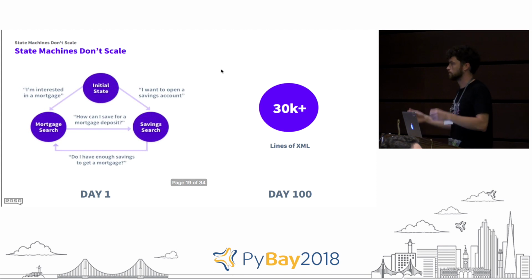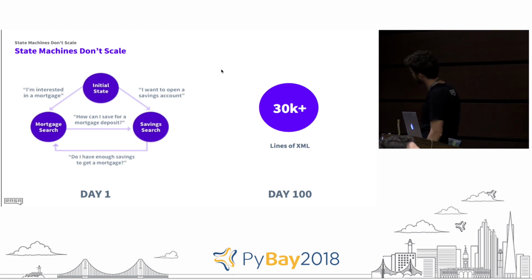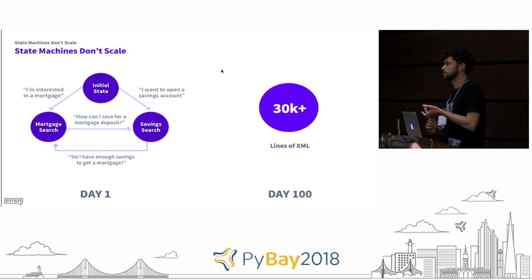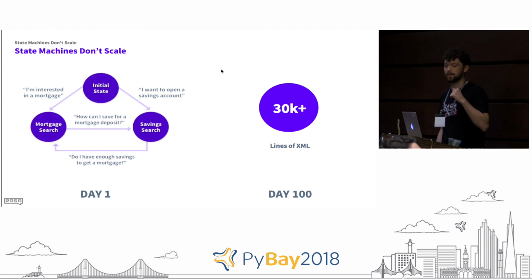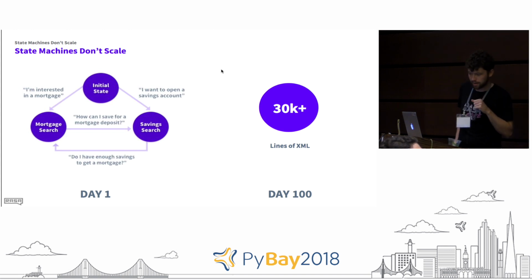What you do is you build a state machine. This is what everybody does. So you say, OK, I have two things I can talk about. And if the user starts talking about one, then I'm going to push them into this state. And then I'm going to define some rules for how you can navigate this graph. And so that's what it looks like on day one.